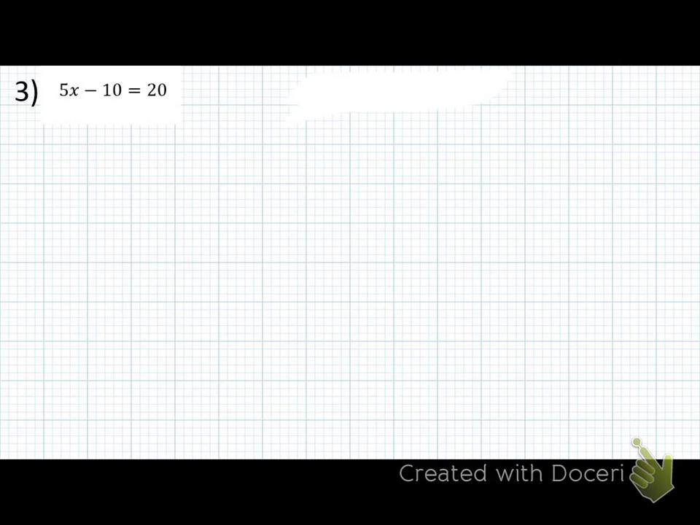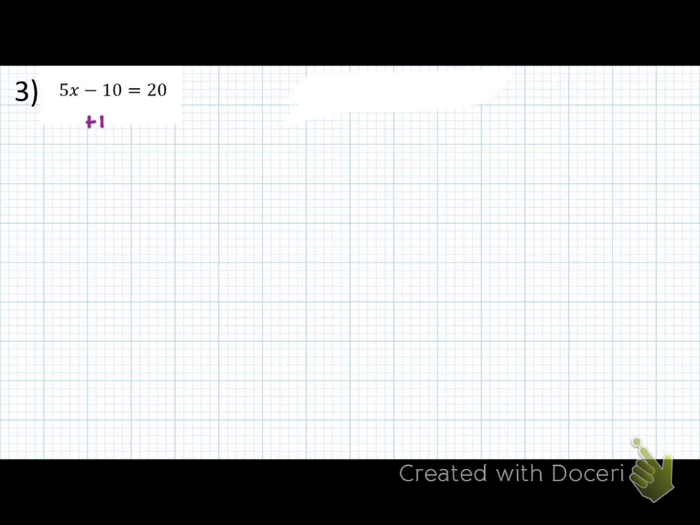Okay, so 5x minus 10 equals 20. Let's put this on the whiteboards, and we'll start this one off together. What do you think you're going to do first? Turn to your neighbor and explain what operation you would do to both sides first. What are we doing first, everyone? Adding how much? 10 to both sides.